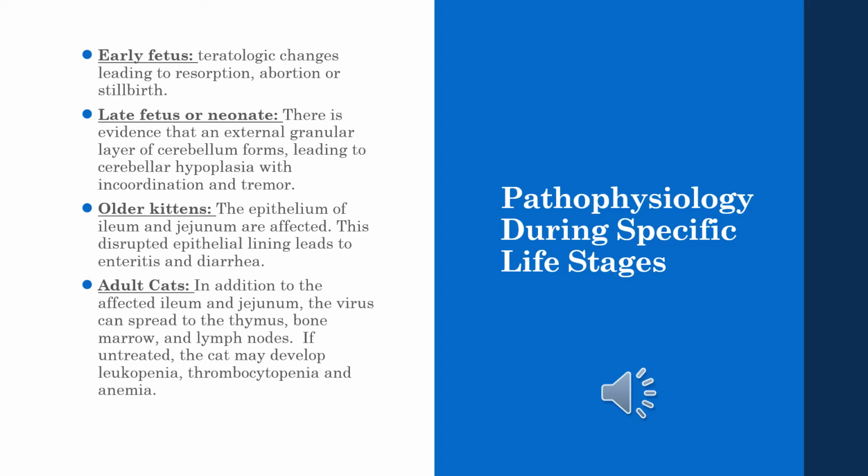The pathophysiology during specific life stages is different for each stage. In the early fetus, we can see teratological changes that may lead to resorption of the fetus, abortion, or stillbirth. In the late fetus or neonate, we see evidence of external granular layer forming on the cerebellum that leads to hypoplasia and incoordination with tremor. In older kittens, we see the epithelium of the ileum and jejunum affected, leading to enteritis and diarrhea. In adult cats, we also see affected ileum and jejunum, and the virus can then spread to the thymus, bone marrow, and lymph nodes. If left untreated, the cat may then develop leukopenia, thrombocytopenia, and anemia.